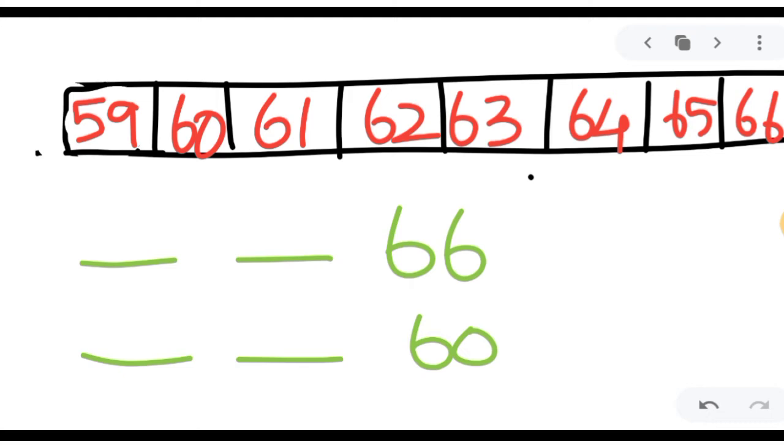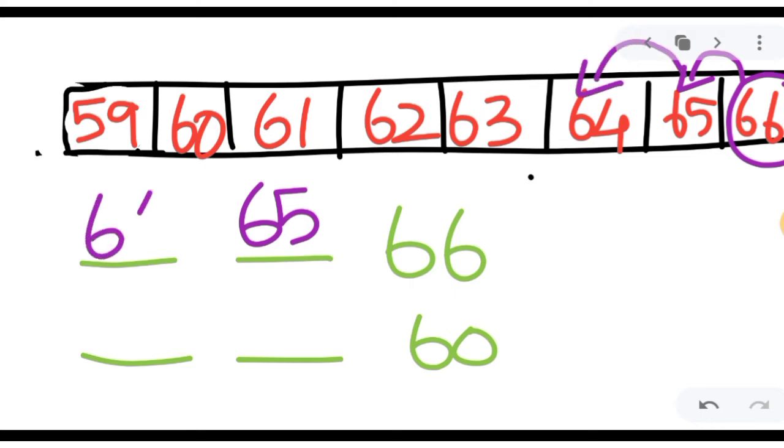Can you identify where number 66 is in this grid? Yes, here is 66. For the before number, we have to see the previous number. So what comes before 66? 65. What comes before 65? 64. Like that we have to find the before number.